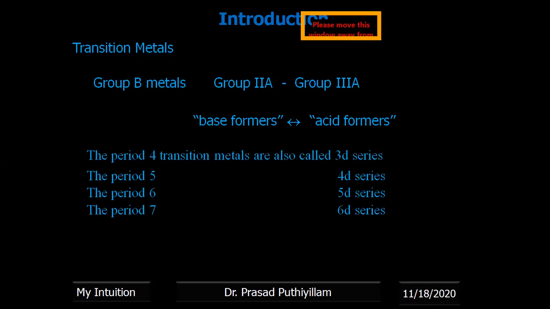This is because in period 4 the outermost orbital, the d orbital, the filling of electrons takes place in the inner shell, that is 3d, not in the outermost shell as such, but some rearrangement takes place in certain cases. So it goes to the 3d series, just like 1s2 2s2 2p6 3s2 3p6 3d. Therefore period 4 we call the 3d series, period 5 the 4d series, period 6 5d, and period 7 the 6d series.